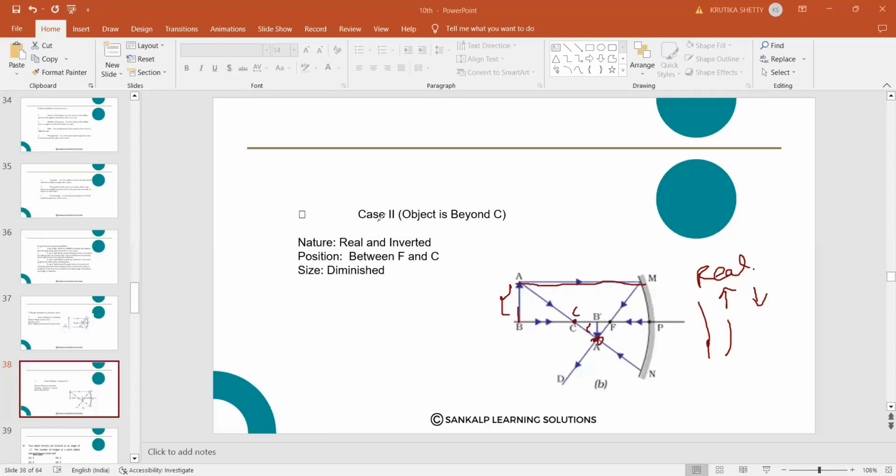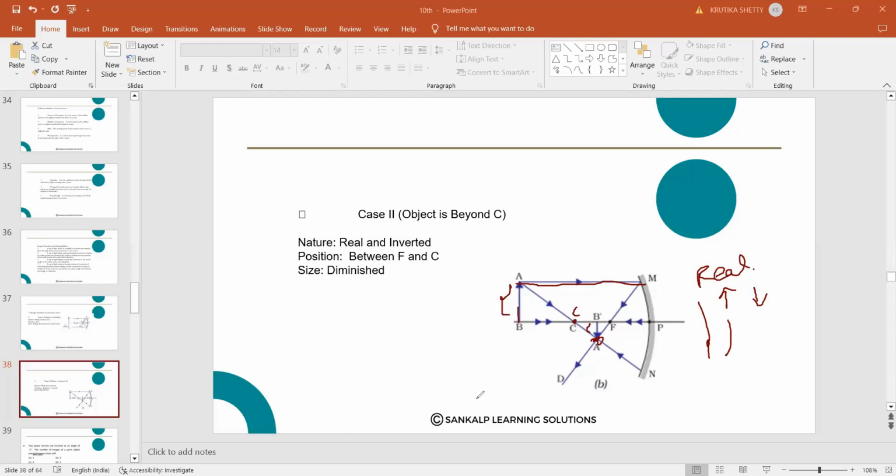Smaller than that. Yes. So case 2, when the object is behind C, the image formed is real and inverted, and it forms between the F, that is focus, and the center of curvature, and the size of the image is diminished. So highly diminished means very point size, and diminished means the image size is less than the object size. Yes, these two cases are clear to you.